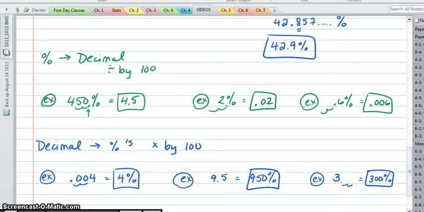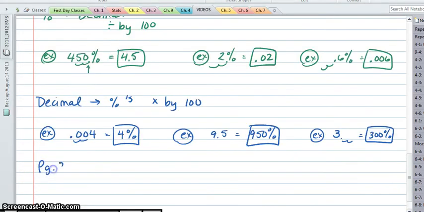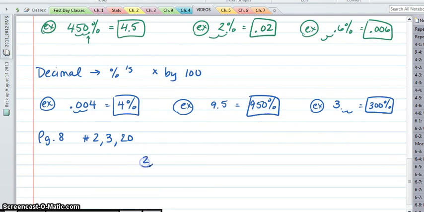Let's take a look at some of the examples on your handout just to get you a little bit of practice. Looking at page 8, I would like you to go ahead and do numbers 2, 3, and 20. Hit unpause when you're ready to see the solution. So number 2 is, you had to use that new method, 53/600ths. Number 3 is 21/100ths, and number 20 is 71.43%.